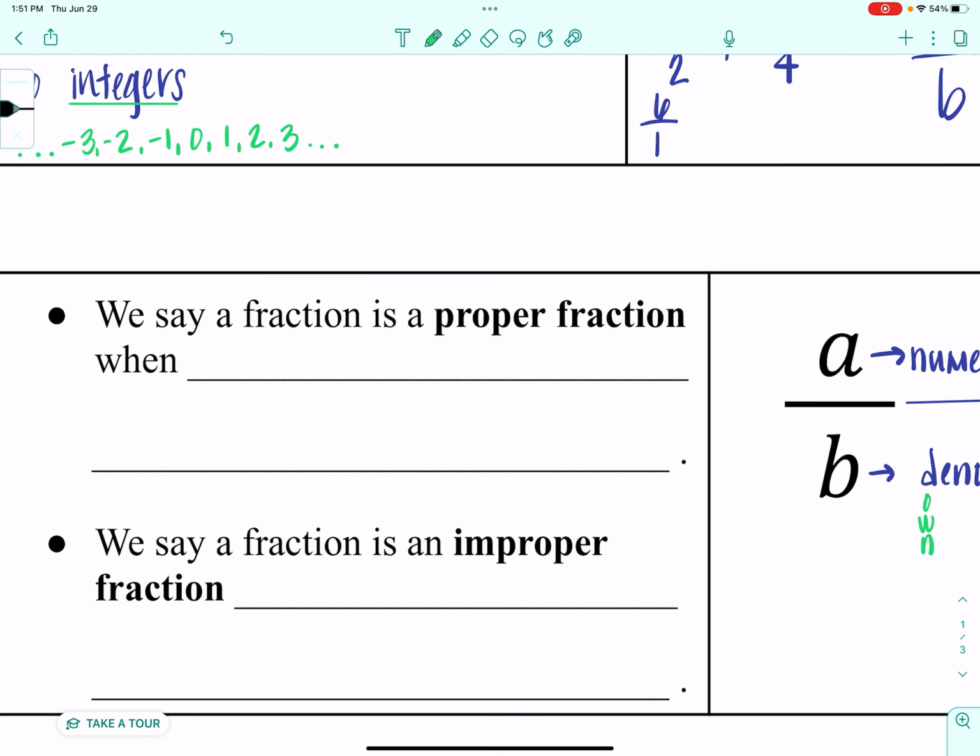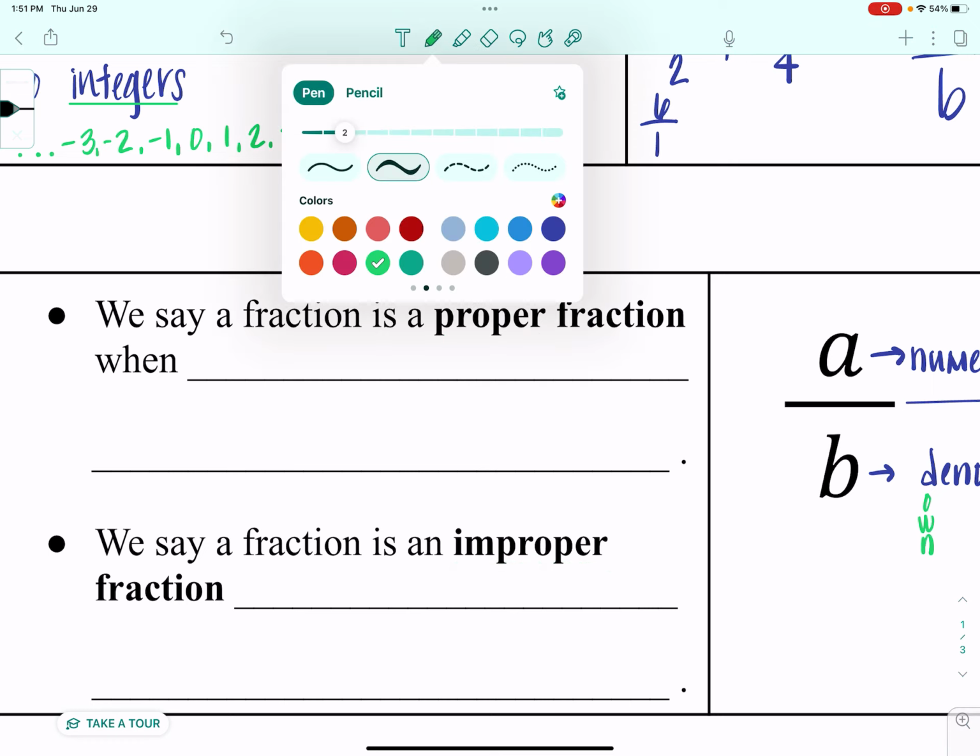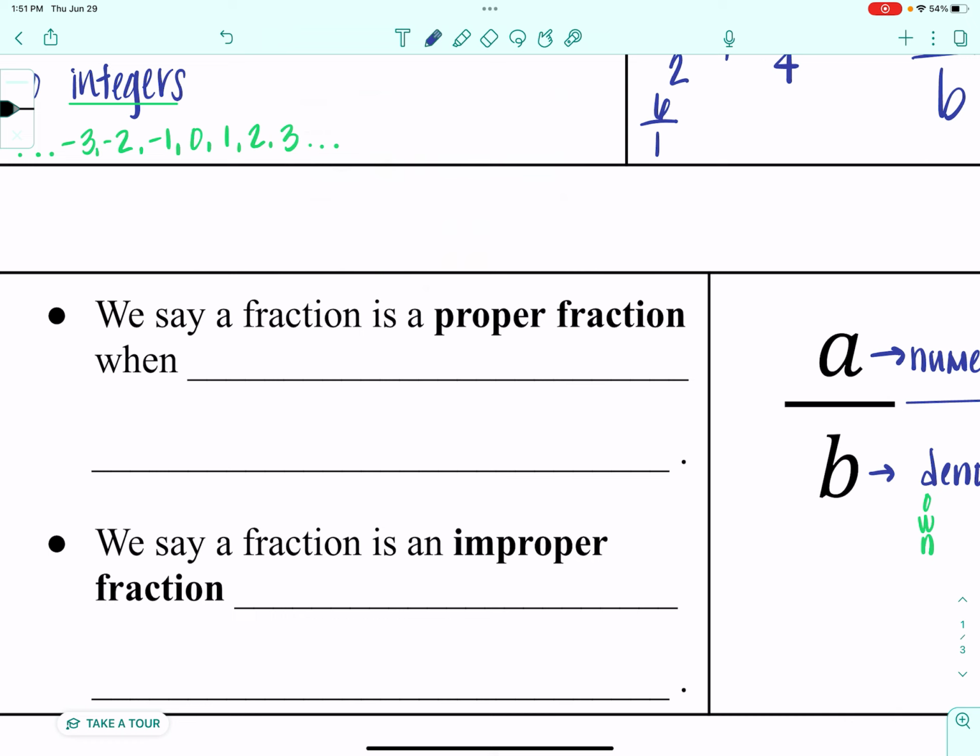Now, we have what we call proper fractions and improper fractions. And we're not talking about how they behave when they have tea with the queen. We're talking about their form. We say that a fraction is a proper fraction when its numerator is smaller than its denominator.